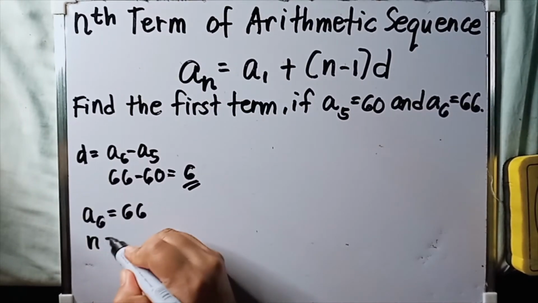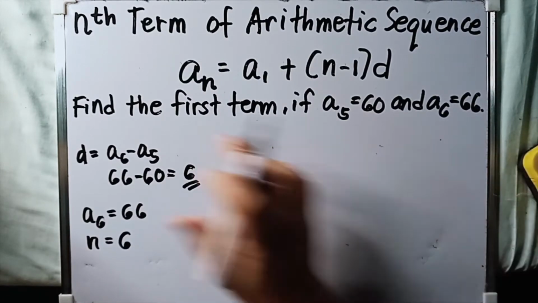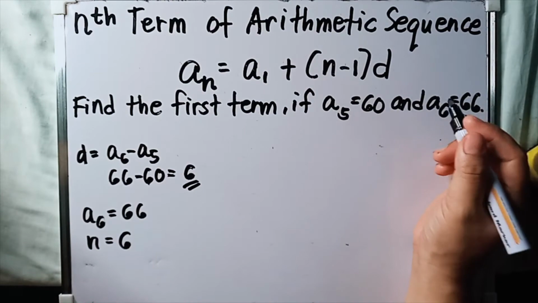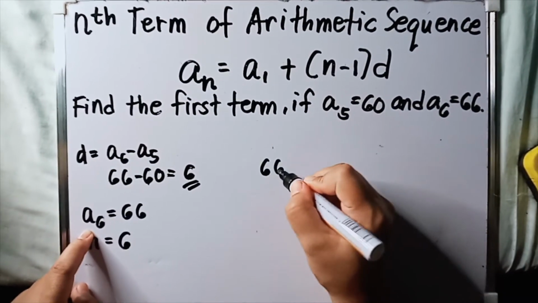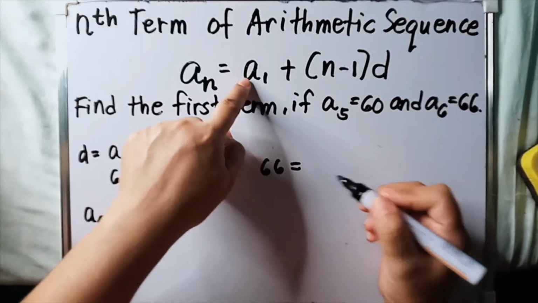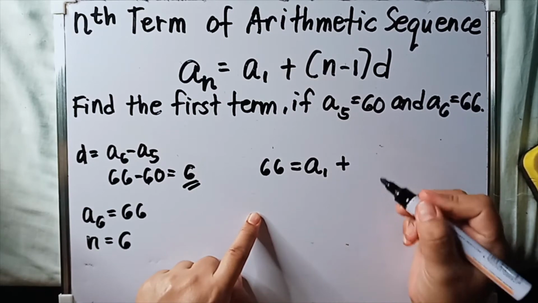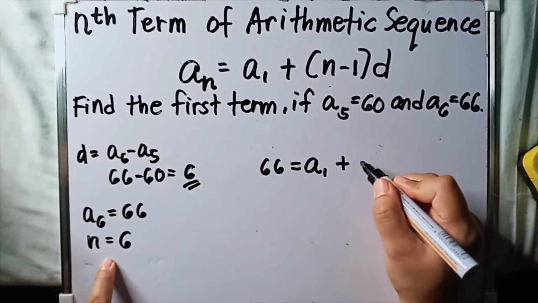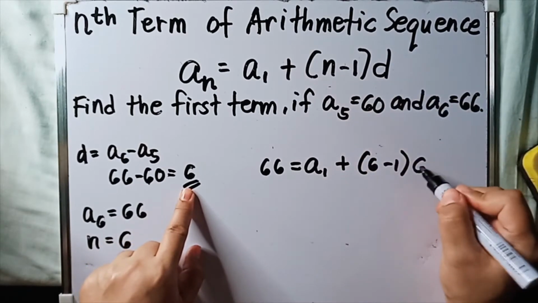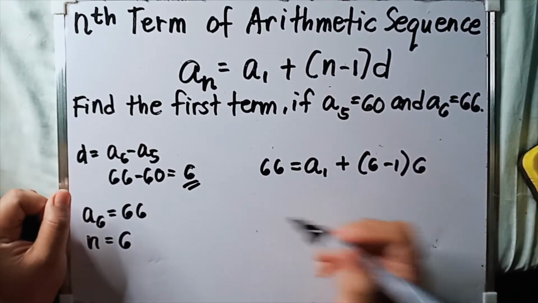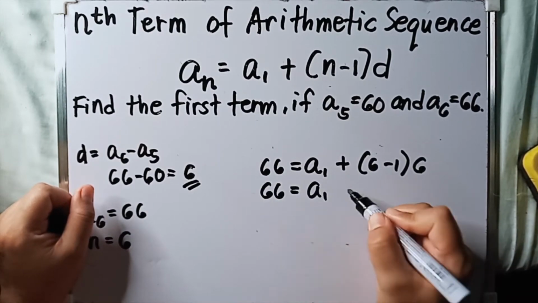So, pang ilan ba si a sub 6? Siya ay pang 6 term. Okay? Ready na tayo ngayong mag-substitute sa formula. A sub n natin is 66 equals first term, missing yung ating first term, plus n, which is 6 minus 1, times the common difference, which is 6. Okay? So, we have 66 equals the first term, which is missing.